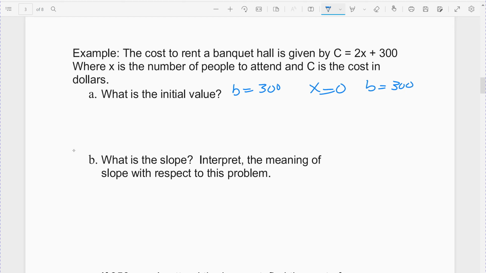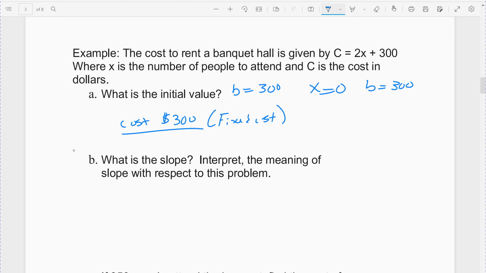So it means if they rent the hall and nobody's in attendance, they're just going to rent an empty hall, it'll cost them initially a fixed cost, that's also known usually as my fixed cost, of $300. Whether one person comes or 1,000 people come, they have to tack on this $300 every time. That $300 is added on no matter how many people attend. Whether it's 0 people or 100 people, you have to add that $300.